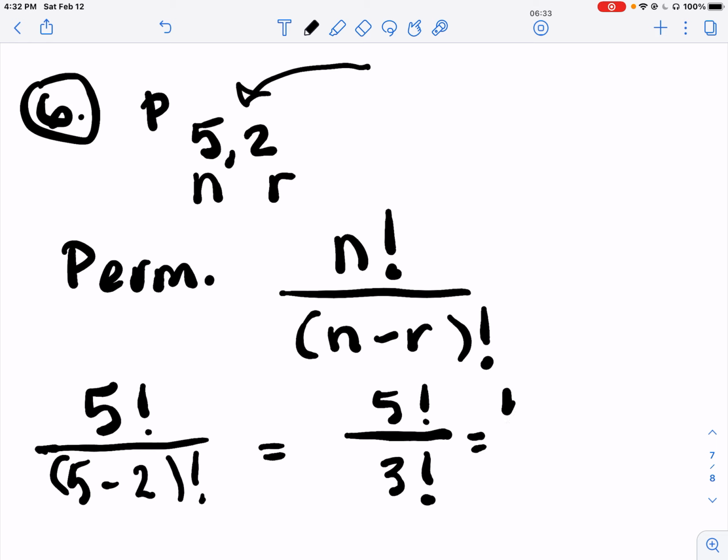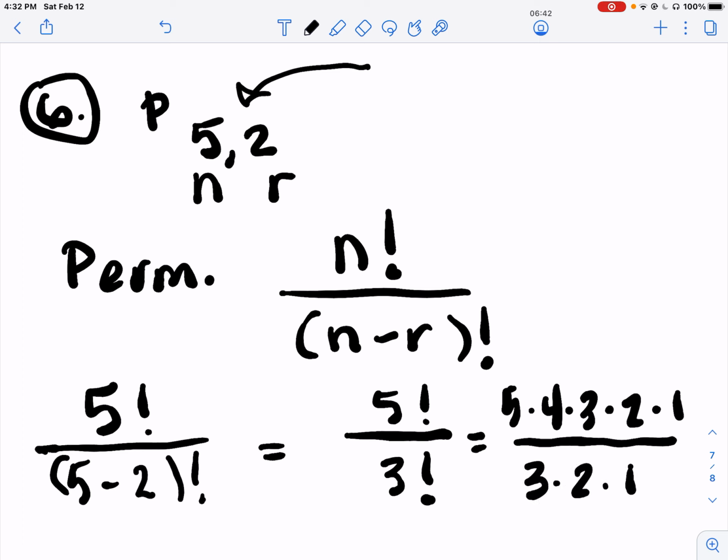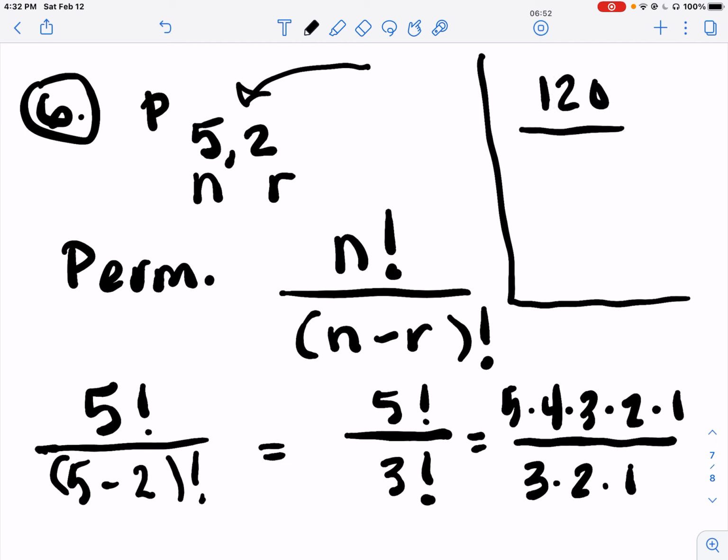Do what's in the parentheses first. Okay, so you would do 5 times 4 times 3 times 2 times 1. Do 3 times 2 times 1 and then divide. Okay, I'm going to finish that up here. 5 factorial equals 120. 3 factorial equals 6. So divide and that's your answer.